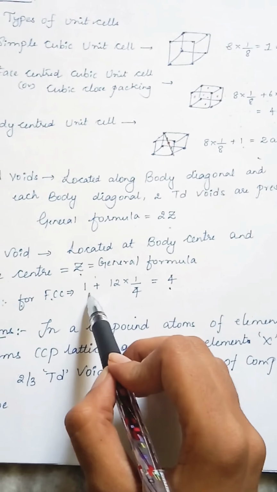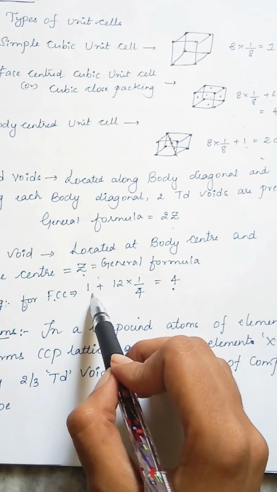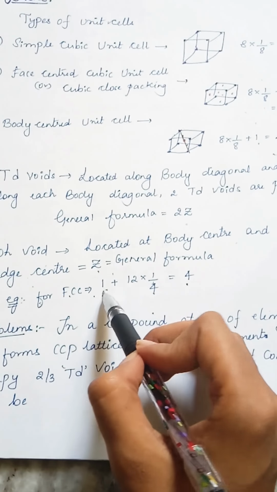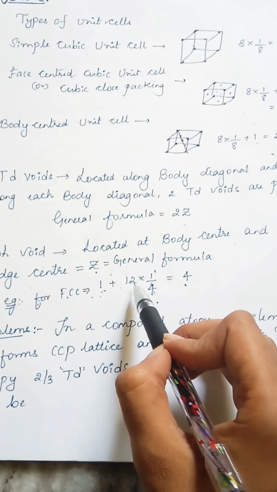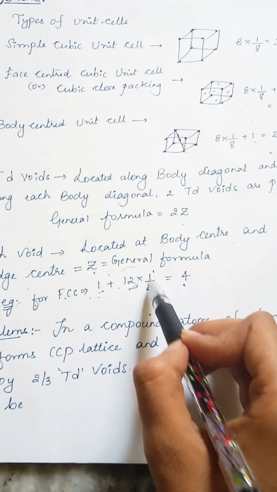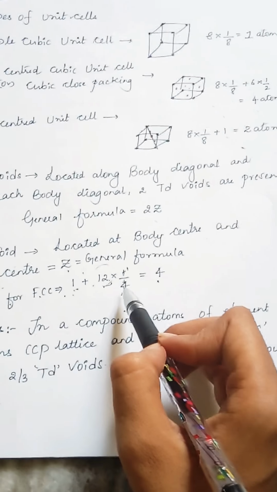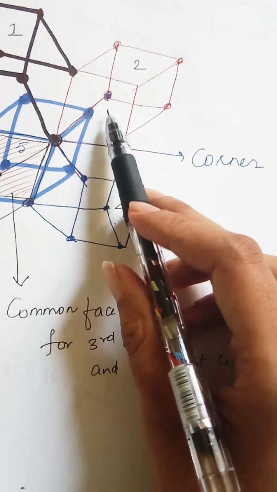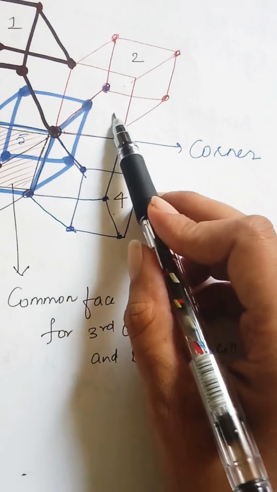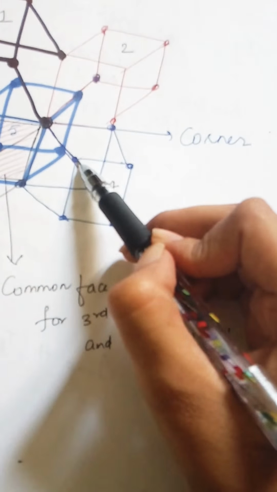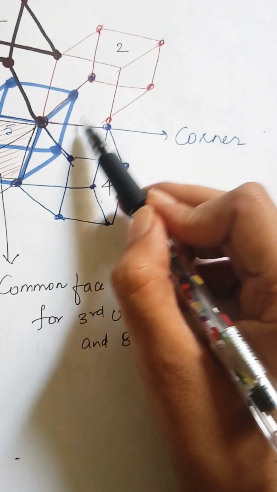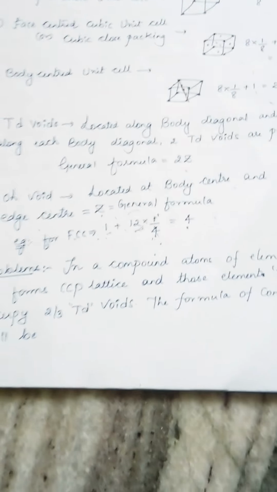For FCC, the contribution of the octahedral void is 1 at the body center and at the edge center. So 1 plus 12 into 1 by 4. There are 12 edges in a cube, and the contribution of each edge is 1 by 4. How is it 1 by 4? You can see if this is the edge, it is shared by this cube as well as this cube. So this is the 2D view. This is the front 2 side, another 2 behind this paper. So total 4. So 12 into 1 by 4 is 4. If you know these things, you can easily solve the question.